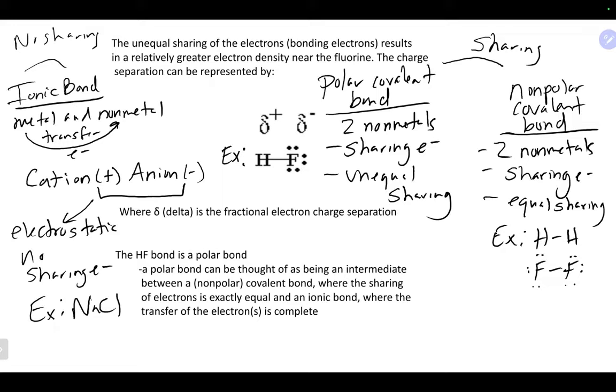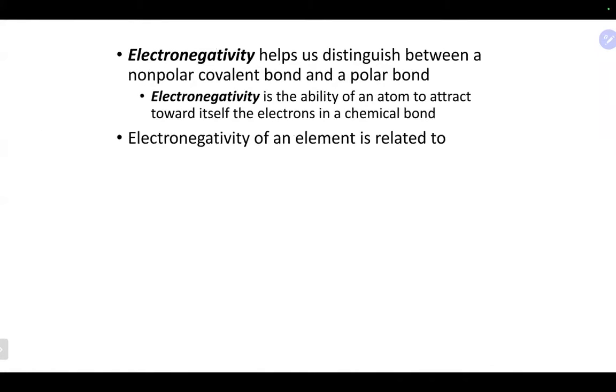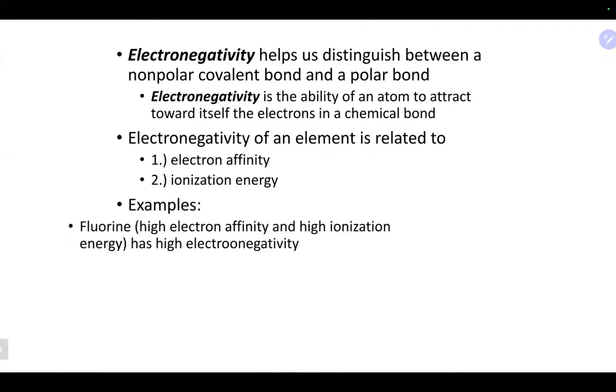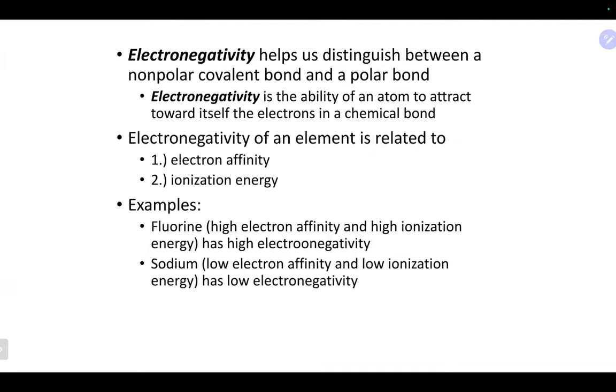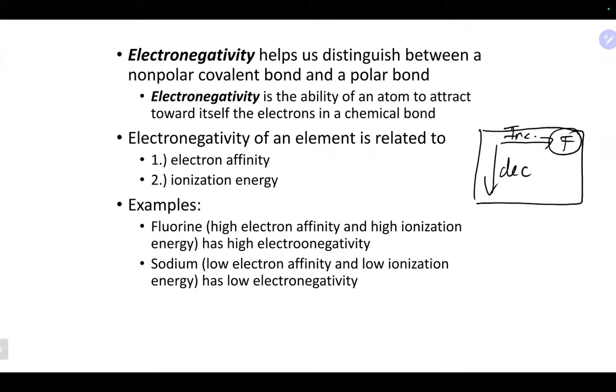Okay, so how do we know, if we put two things together, whether we will get equal sharing of electrons, unequal sharing of electrons, or an ionic bond? One of the main things we use to distinguish that is electronegativity. As I mentioned before, electronegativity is the ability of an atom to bring electrons towards itself. It's related to electron affinity and ionization energy. And once again, it increases this way, with fluorine being the most, and decreases this way as well.